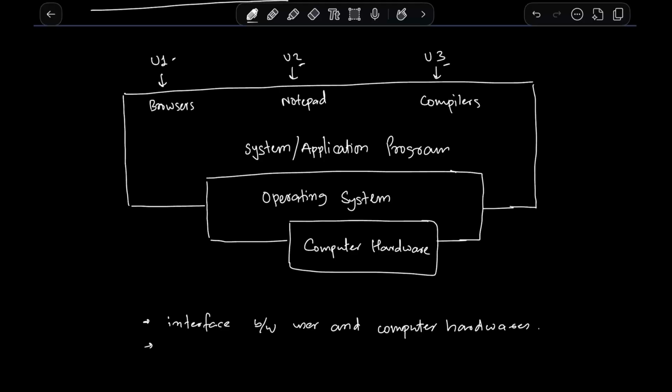The second thing is it also manages resources, and it is a basis for application and system programs. We will see what an application and a system program are, because those things are also managed via the OS itself.